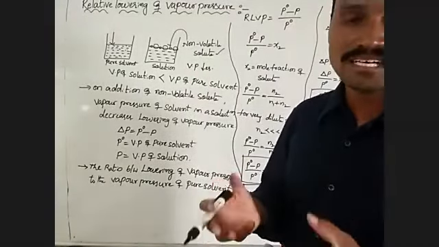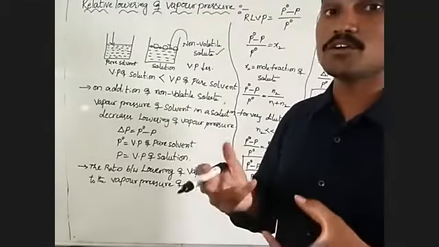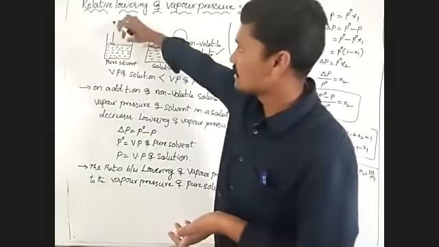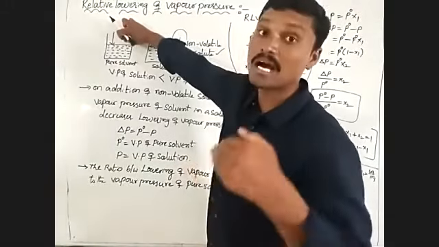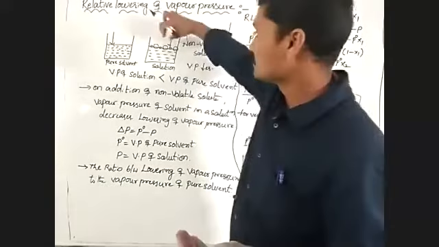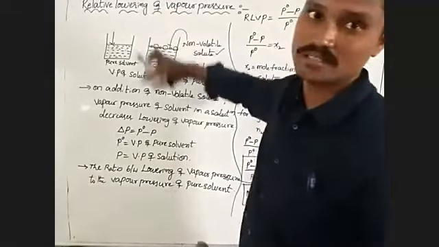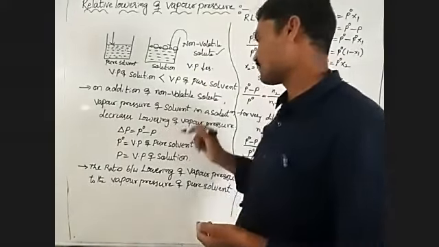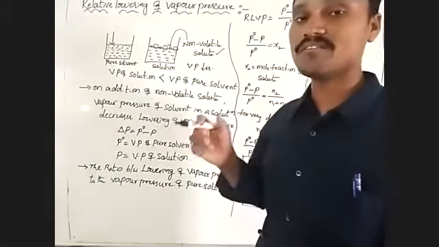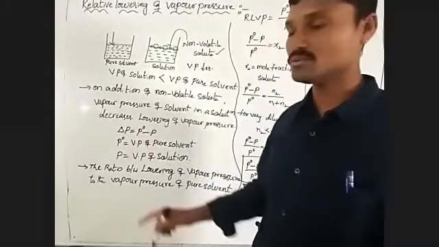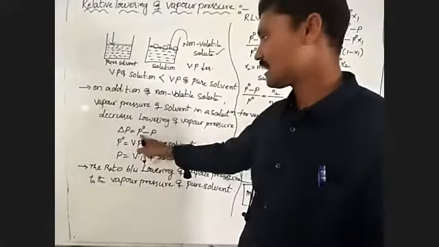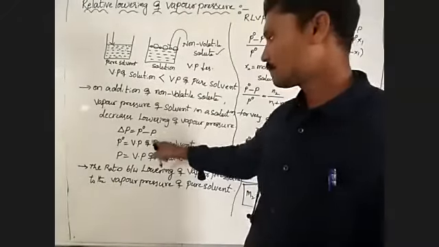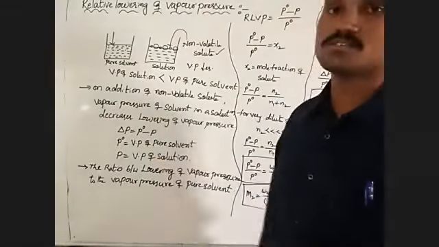A binary solution means it contains two components, solute and solvent. Before adding the solute, there is only pure solvent. After adding the solute, it leads to the formation of a solution. Then vapor pressure decreases. This decrease in vapor pressure is called lowering of vapor pressure. Lowering of vapor pressure, delta P, is equal to P naught minus P. Here P naught means vapor pressure of pure solvent, and P means vapor pressure of the solution.